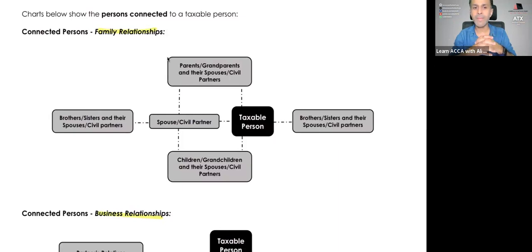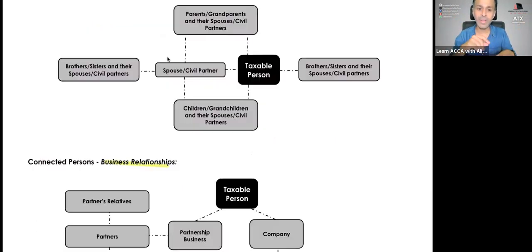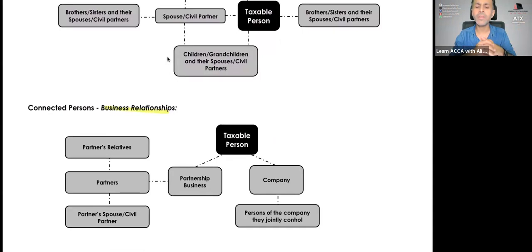As far as the business relationships are concerned, if I am a partner of one of the partnership businesses, the other partners will be my connection. Even the relatives of that partner will be my connection, meaning the spouse of that partner and relatives of the partner. That's all written there. So if I run a partnership business with some other partners, the partners of that partnership are connected to me, even the spouse of that partner and the relatives.